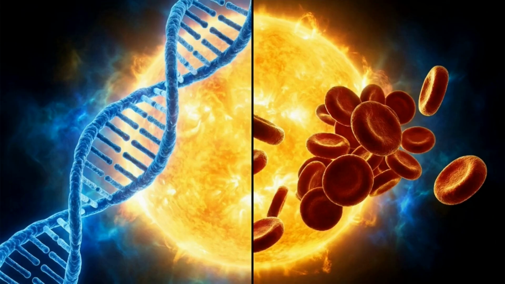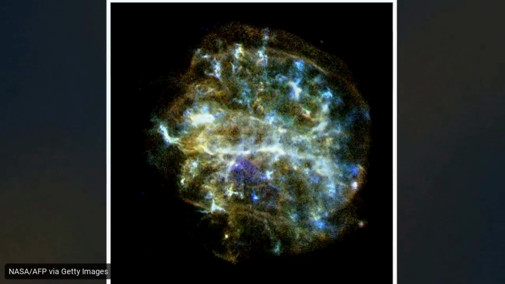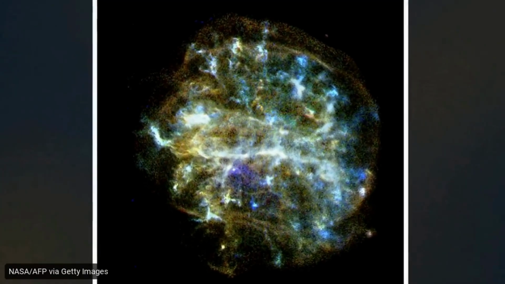Elements like the carbon in your DNA and the iron in your blood were created inside the cores of massive stars. Under extreme heat and pressure, lighter atoms were crushed together through nuclear fusion to create the heavier elements required for life. This image captures a supernova remnant, the aftermath of a star's death.